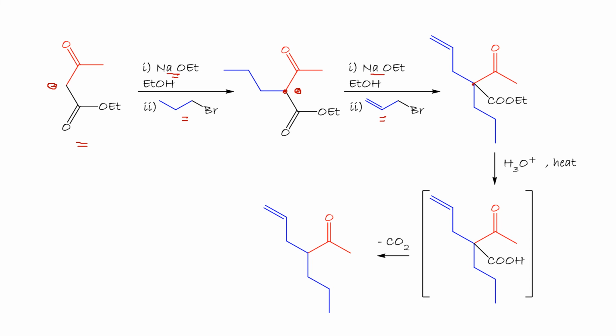Now we hydrolyze that with acid directly, acid hydrolysis. We hydrolyze this to the carboxylic acid. Upon heat, you lose CO2 to form the target molecule.